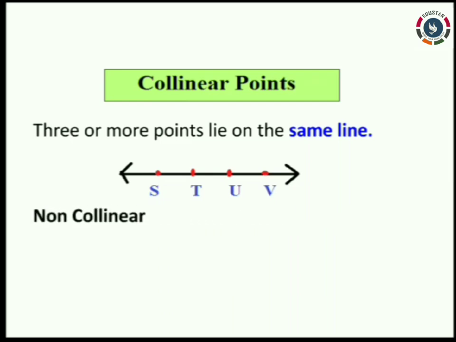Next, non-collinear, which means if two points lie on the same line, then the points are called non-collinear points. Look at this line. Here you are having only 2 points, right? Point A and point B. So these 2 points are called non-collinear points. Are you clear? Collinear points means 3 or more points lie on the same line. Like that, non-collinear point means if two points lie on the same line, then the points are called non-collinear points.